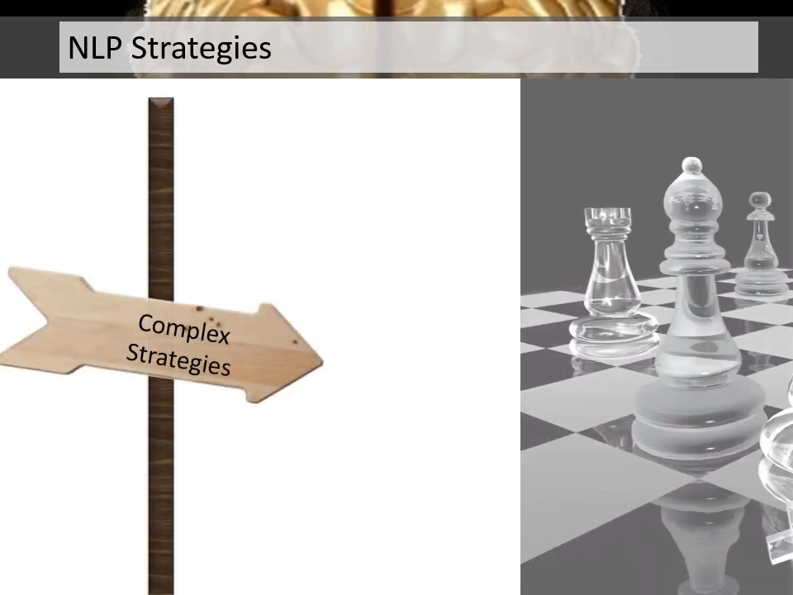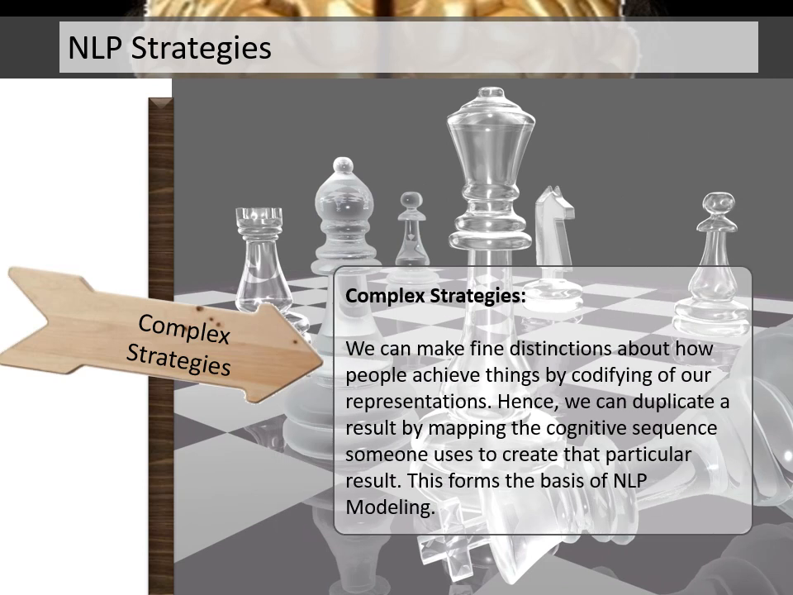Complex strategies. We can make fine distinctions about how people achieve things by codifying our representations. Hence, we can duplicate a result by mapping the cognitive sequence someone uses to create that particular result. This forms the basis of NLP modeling.